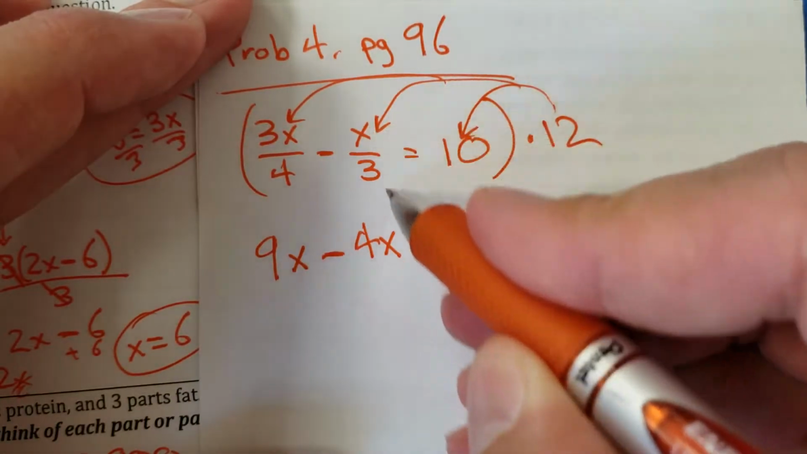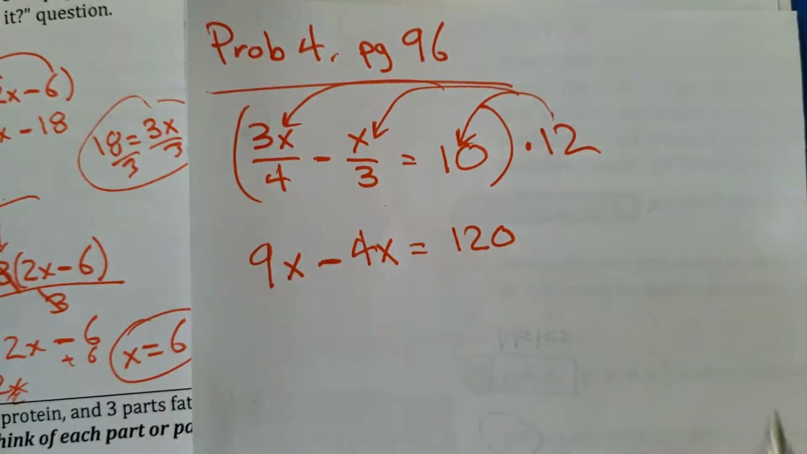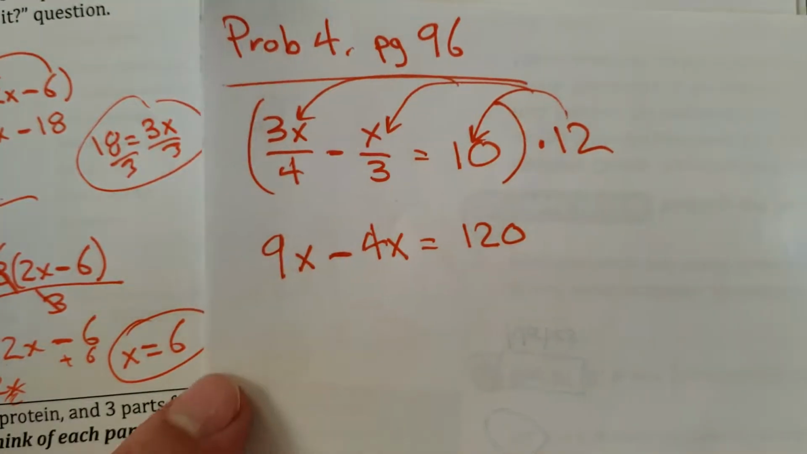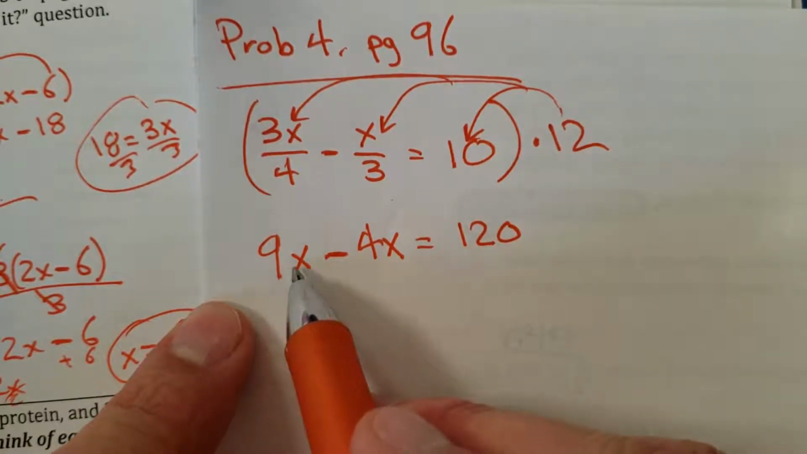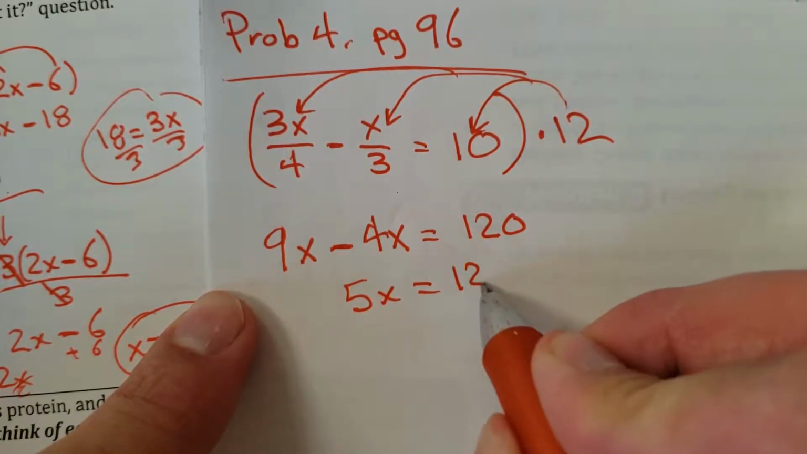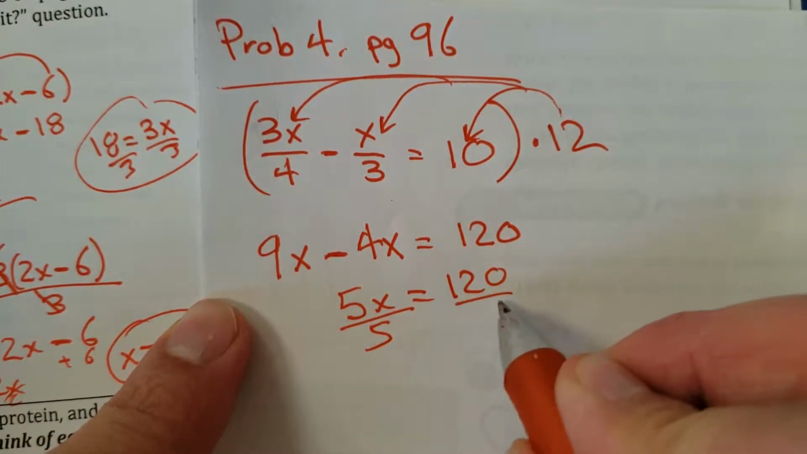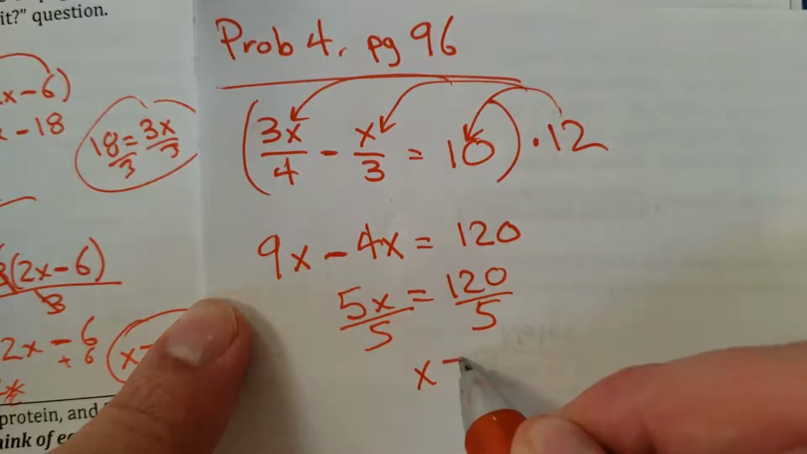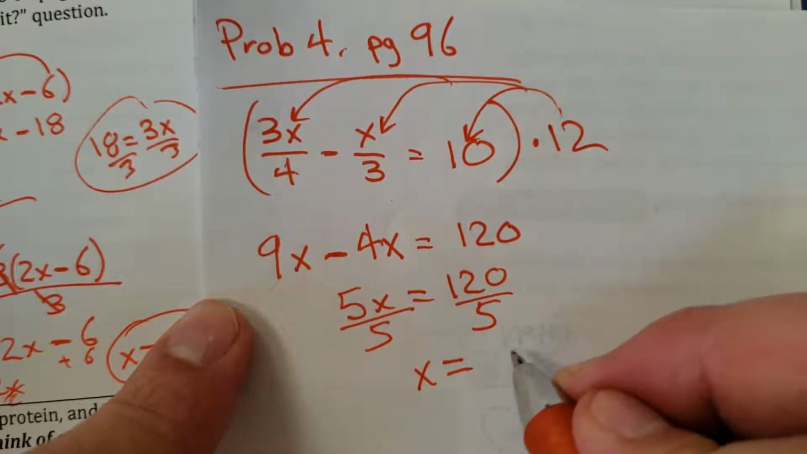Again, the variables kind of come along for the ride. Okay, there we go. We scaled it up. Now it looks a lot more pretty. So 9 things minus 4 things would be 5 things. 5x equals 120, divided by 5 on both sides. X is going to equal, I believe that's 24.